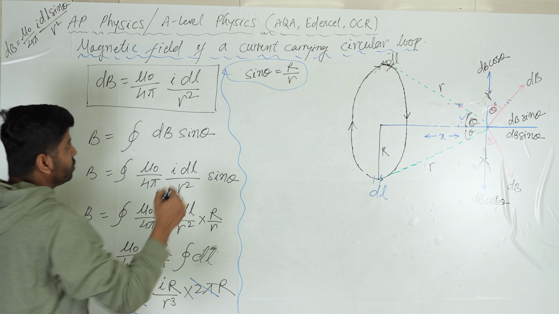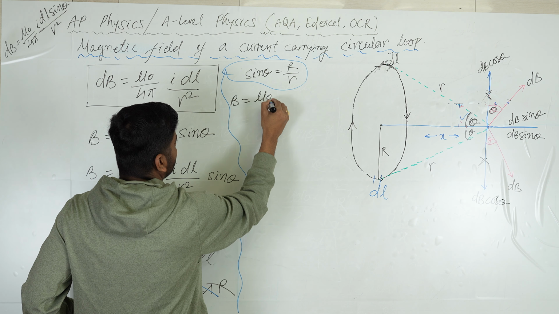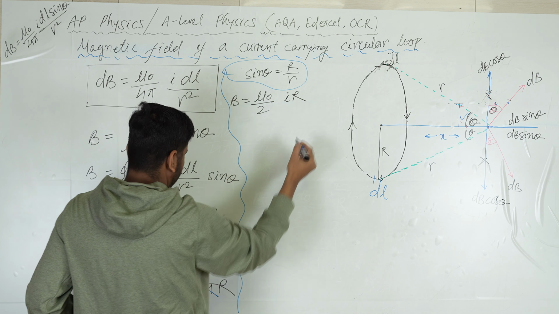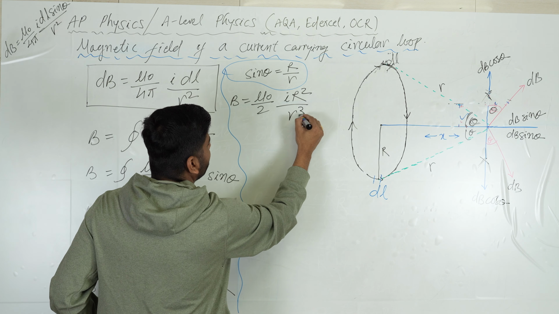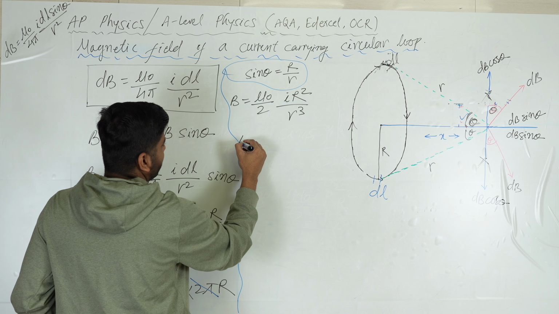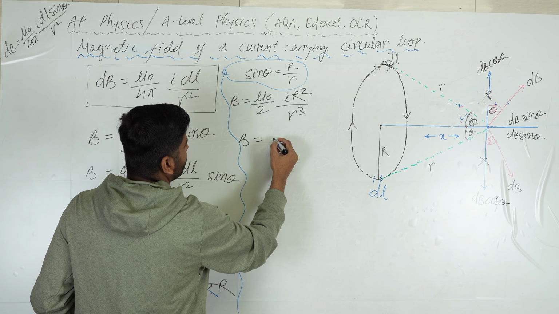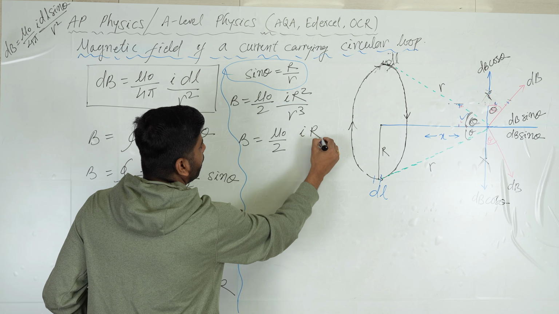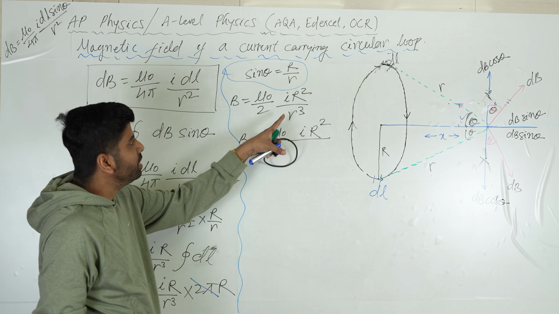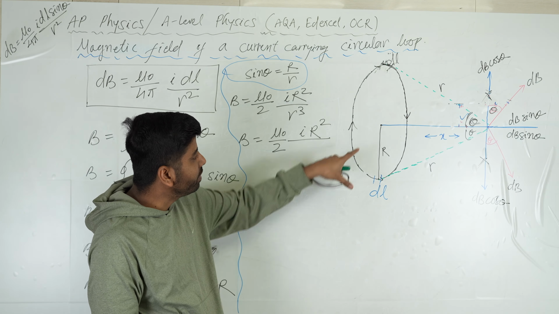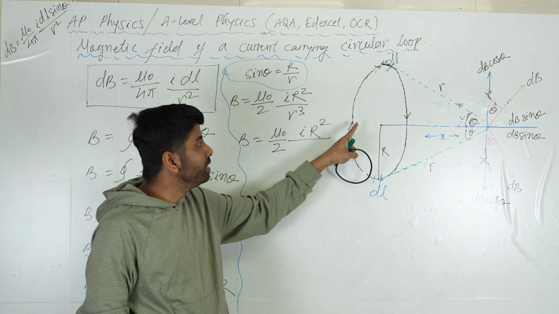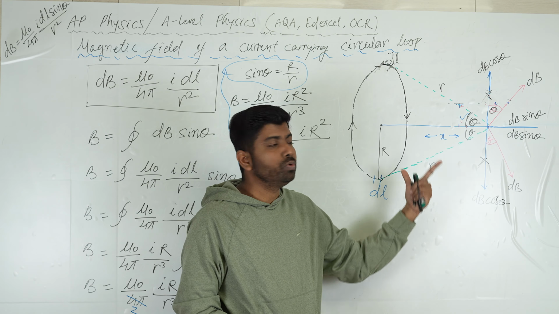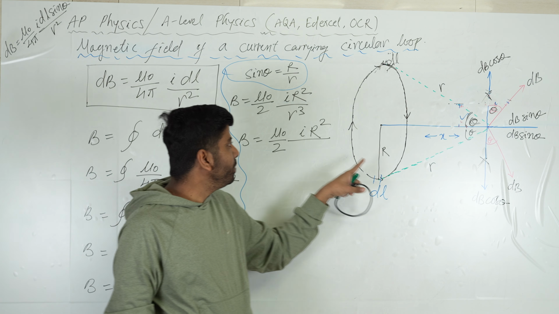So I can write the total magnetic field B equals mu naught upon 2 I R square upon r cube. In the question, we will be given the radius of the circular loop and the distance of the point from the center of the loop, which is x. So I want to eliminate r.